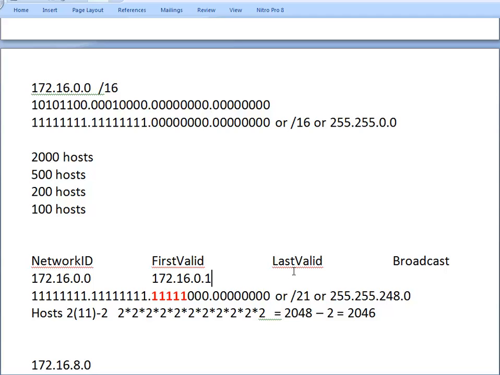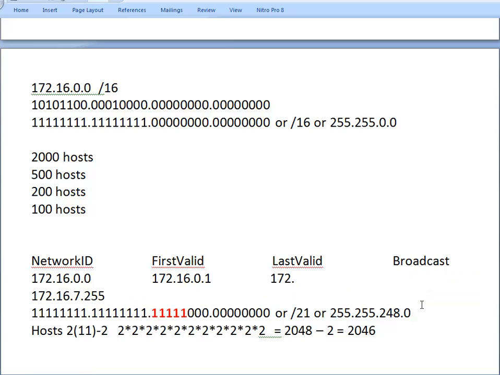Let's have a look at the broadcast first. The broadcast address is the next network ID minus 1. So the next network ID is this, minus 1. So 172.16, what is minus 1? 7.255, because 7.255 plus 1 is 8.0. Okay, so the last valid address is 172.16.7.254.